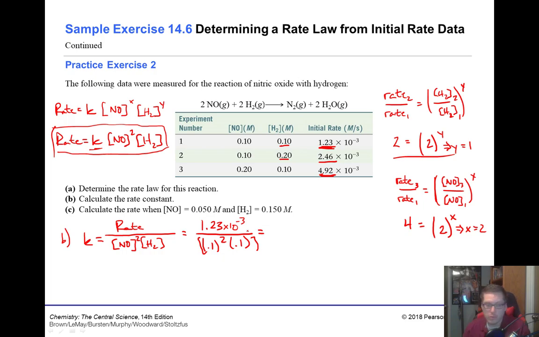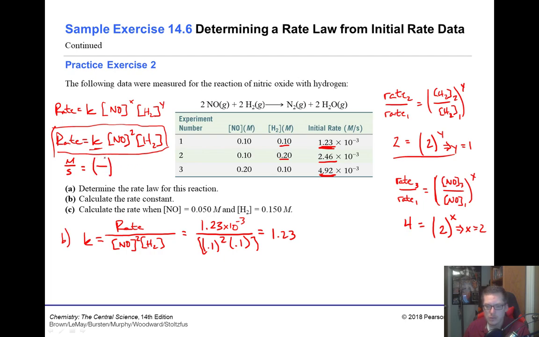And I got 1.23. Just to make sure that's what I got earlier, that's exactly what I got earlier. All right, so that's good, 1.23. But now we have to think about our units. What would our units be for this? Just to recap what we talked about in the last video, the rate of our reaction will always be in molarity per second. That's also what's written here in our table, so that's good. So molarity per second has to equal whatever our units are for our K value.